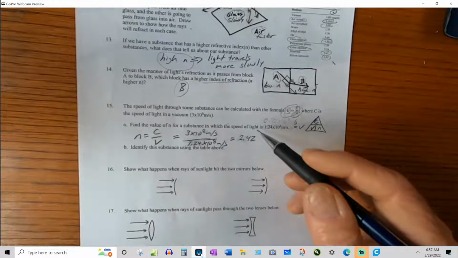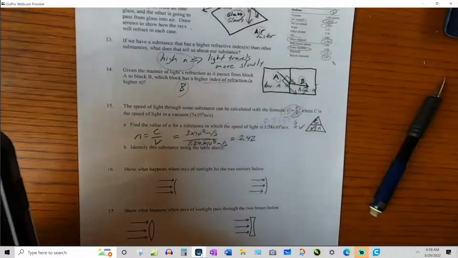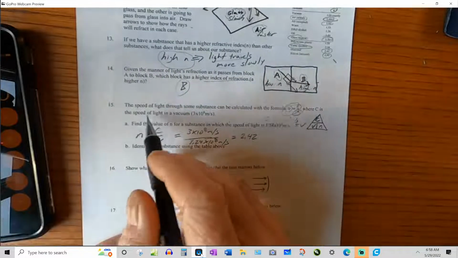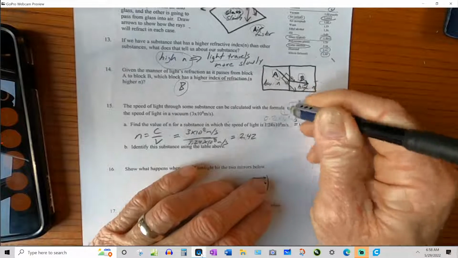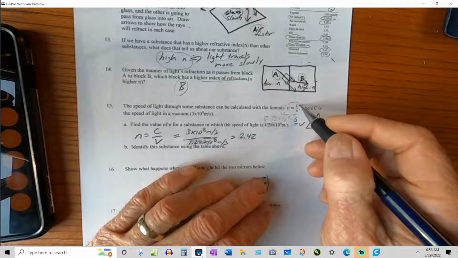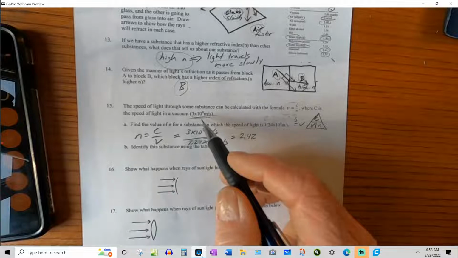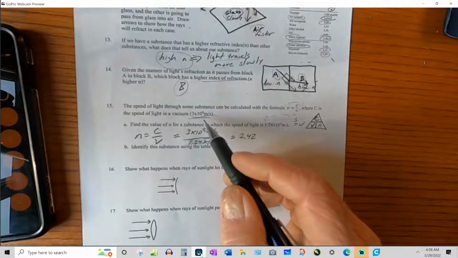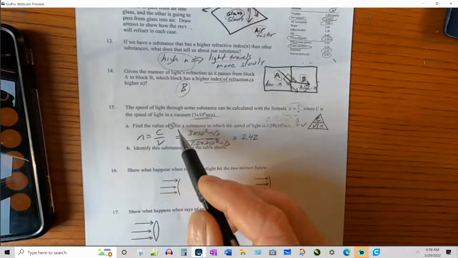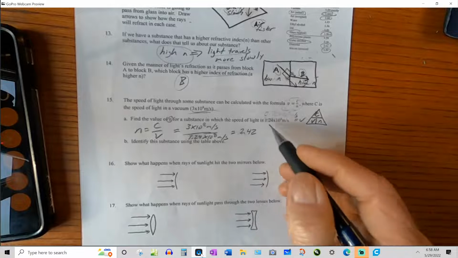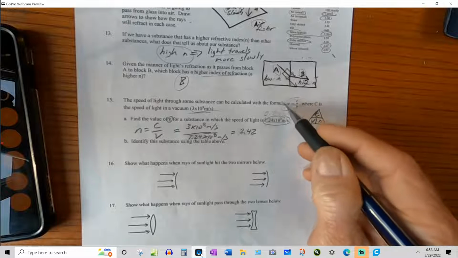I was doing this one before, and for some reason punching things wrong in my calculator. So this first, well, let me read this. The speed of light through some substance can be calculated with this formula: V equals C over N. C is the speed of light in a vacuum, and there's the value, 3 times 10 to the 8th meters per second. So it's 300 million meters per second. Find the value of N. So we're looking for N for a substance in which the speed of light is this. So this is V, and we want N. So we have to rearrange this.